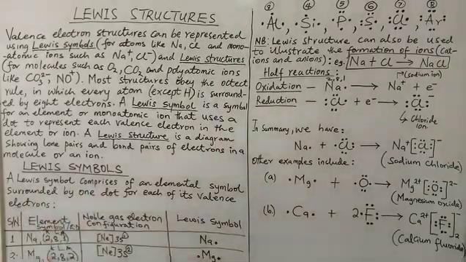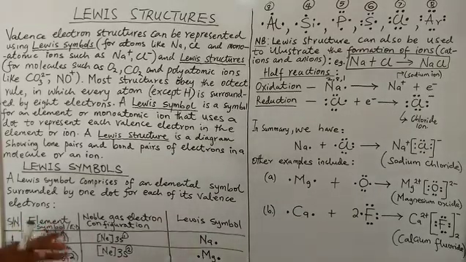So let's look at this table. This table has 4 columns. In the first column, you have your serial number. In the second column, you have your elemental symbol and electron distribution by shell. In the third column, you have your noble gas electron configuration, and in the fourth column, you have your Lewis symbol.